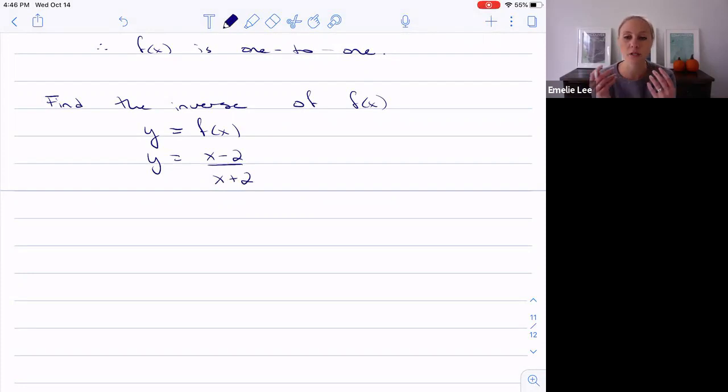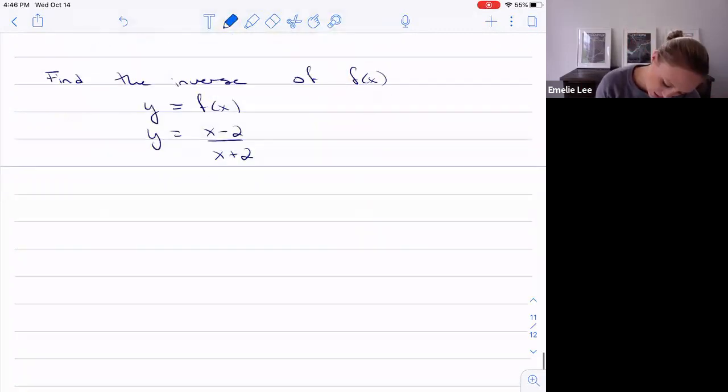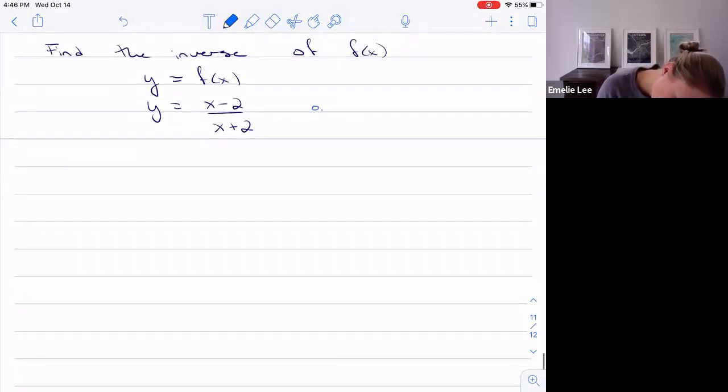Now you've got two options, and if you've found inverses in the past, then just do whatever you used to do. So usually what I like to do is I like to just replace my x's with y's and my y's with x's, right? So I just swap them out. Or we could write x equals y minus 2 over y plus 2 and solve for y.